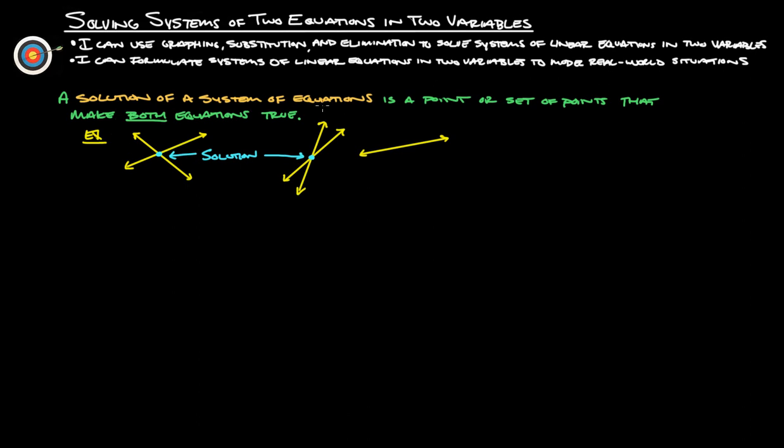Okay, a couple of things to talk about. A solution of a system of equations is a point or set of points that make both equations true. So, if this is an equation of one line and here's an equation of the other line, then where those two lines meet is the solution. Here's another example. Another possibility is you could have this line here and then another line that is exactly that same line, and that actually makes infinite solutions.